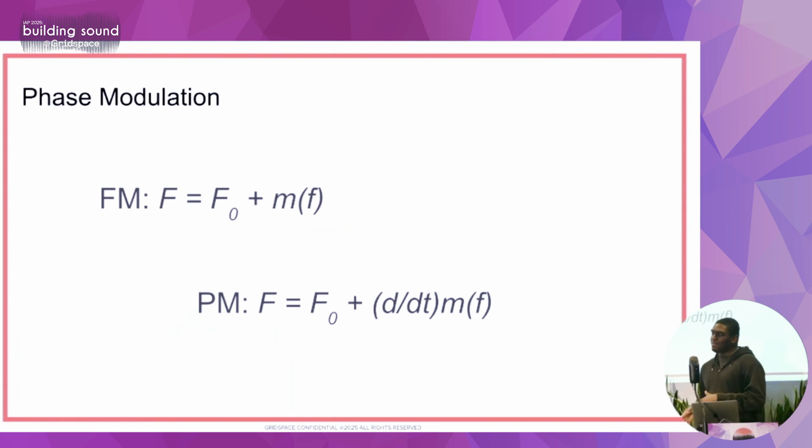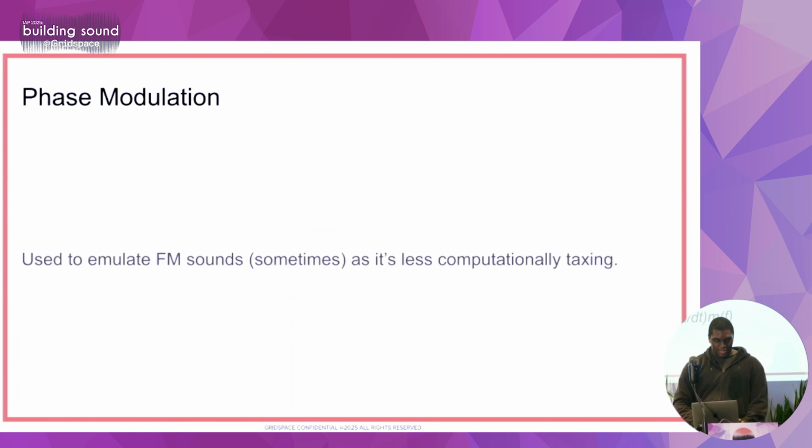This happens because when you're doing frequency modulation, you are modulating your frequency with some function, whereas when you're doing phase modulation, you are modulating your frequency by the derivative of some function. And in the case of a sine wave as your modulator, these are related by a phase shift. So you can get similar sounds.